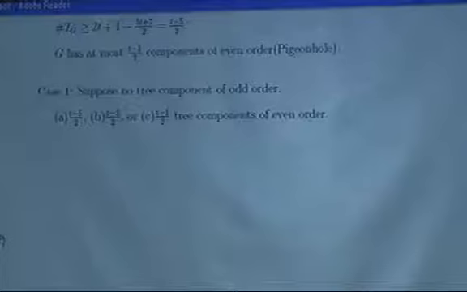So is 2t plus 1 the number of vertices in the tree component? Or the number of tree components of even order?